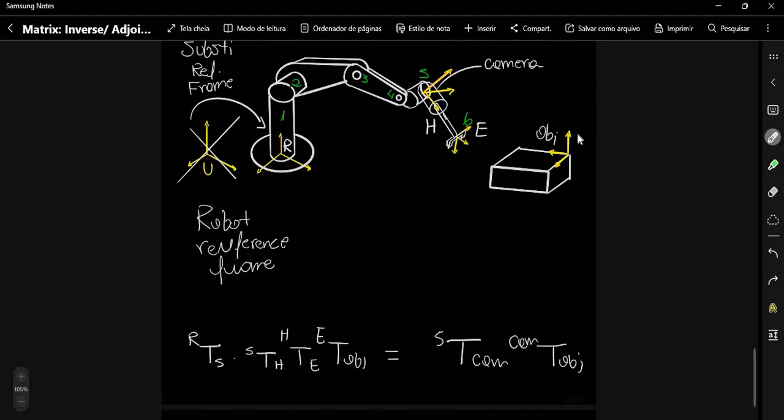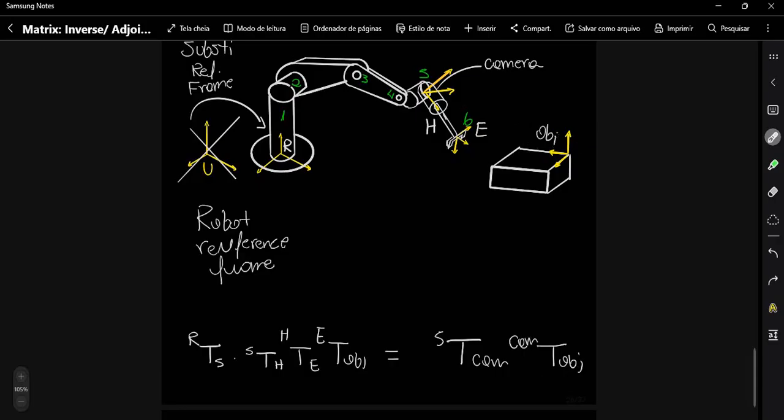So we are writing a transformation equation. Let's first do it for the object. And now we cannot write a transformation of this reference to this object because it is different from the first example. We are writing a transformation of the object to the camera attached to the fifth link.